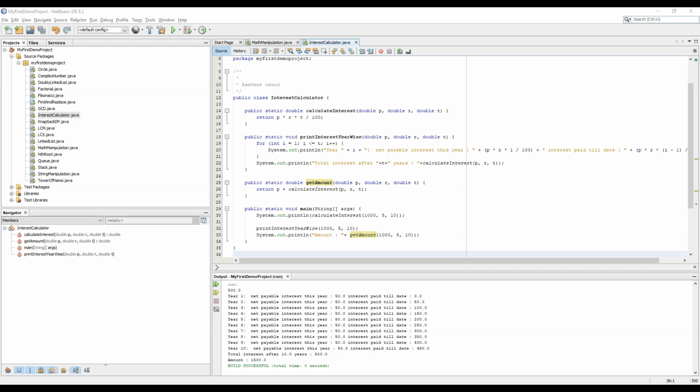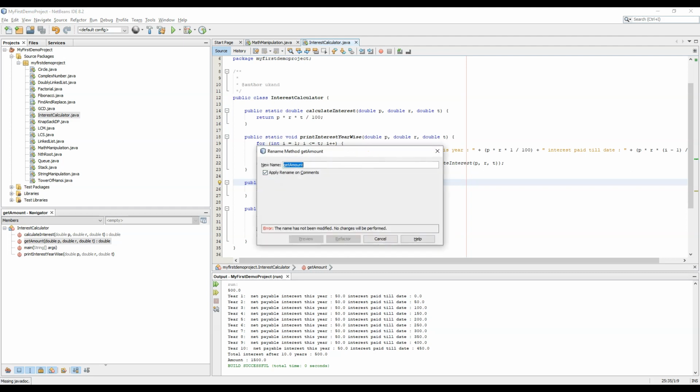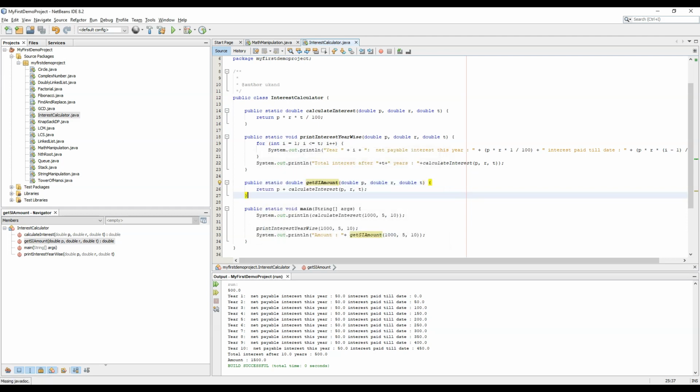So in the previous lecture we talked about calculating the simple interest and the amount, and in this lecture we will talk about calculating the compound interest and the amount. For that we will use the same file that we used in the previous, just we need to rename this function to get simple interest amount, getSIAmount, and we have done this.